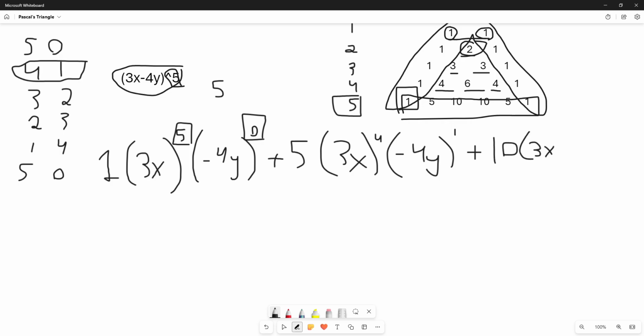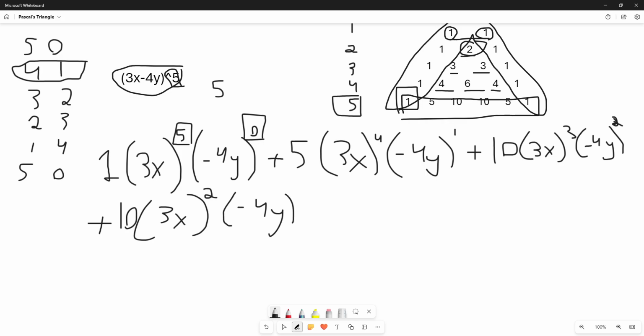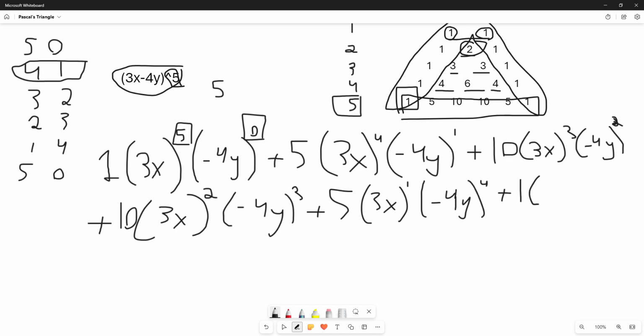3x to the power of 3, minus 4y to the power of 2, plus another 10, 3x to the power of 2, and minus 4y to the power of 3, plus 5 multiplied by 3x to the power of 1 and minus 4y to the power of 4, plus 1 multiplied by 3x to the power of 0 and minus 4y to the power of 5.